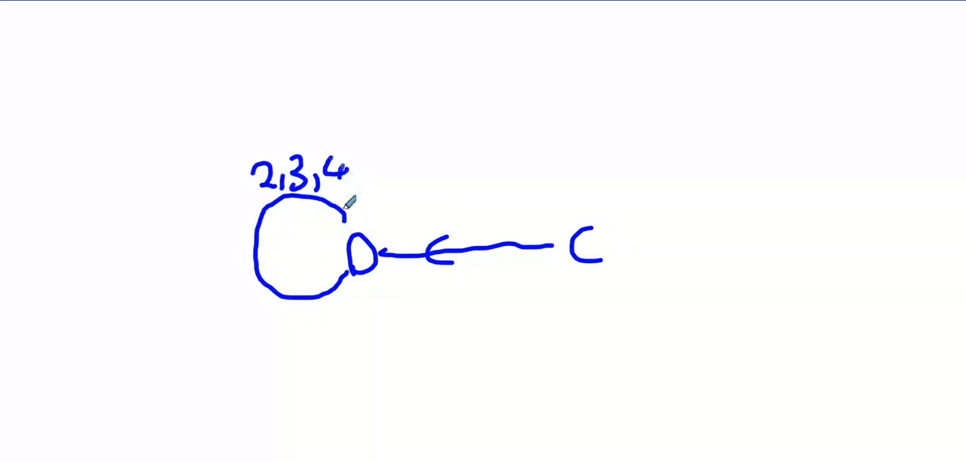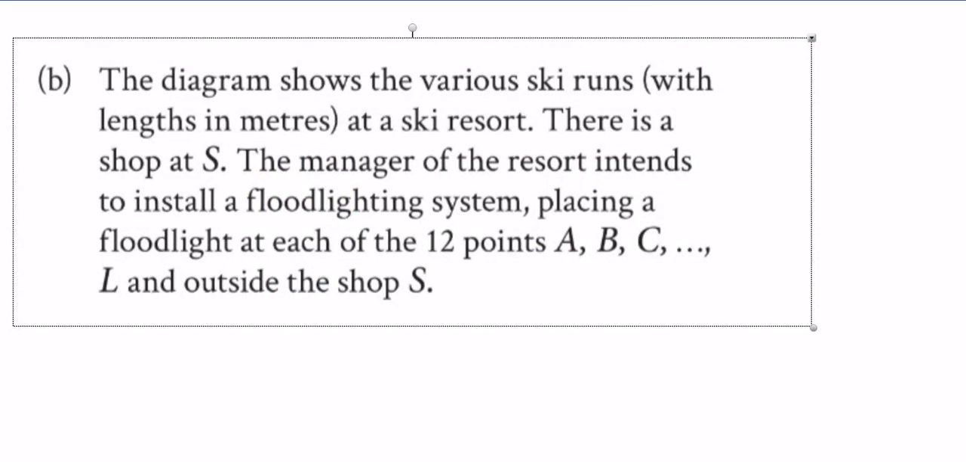They write C going to D, okay, and then they go 2, 3, 4. The diagram shows various ski runs with lengths in meters at a ski resort. There is a shop at S, and the manager of the resort intends to install a floodlight system, placing a floodlight at each of the 12 points A, B, C, all the way to L, and a shop outside of S. So everything has to be connected. Do you get what I'm saying?